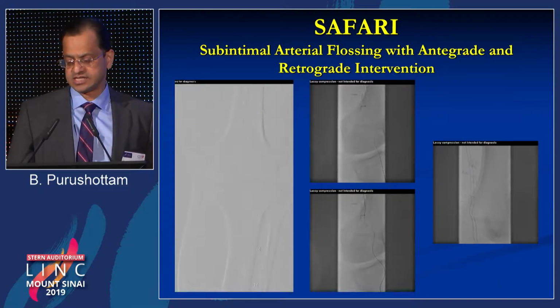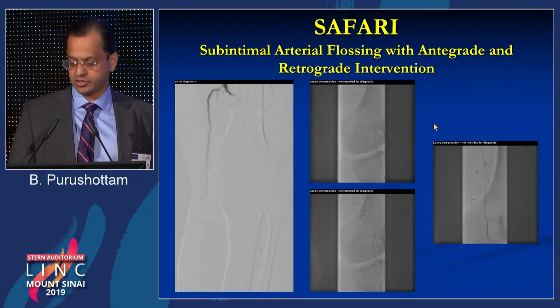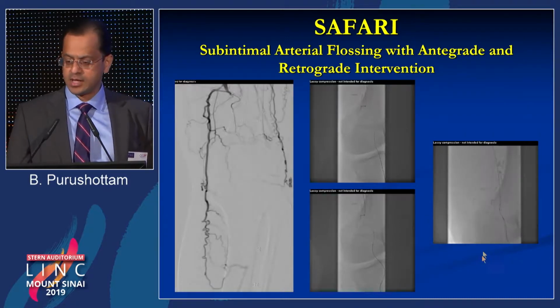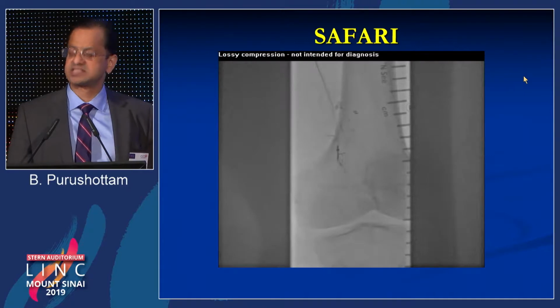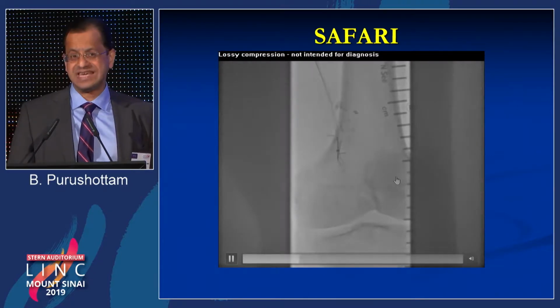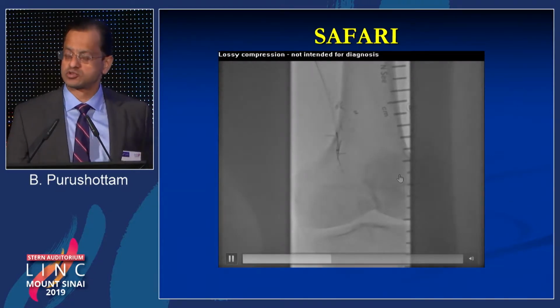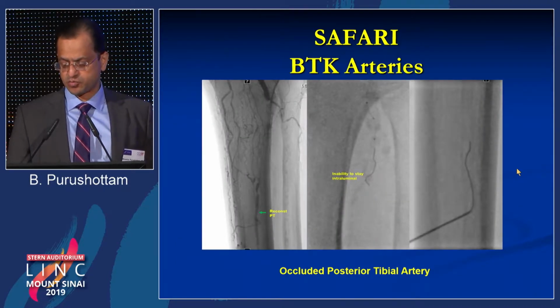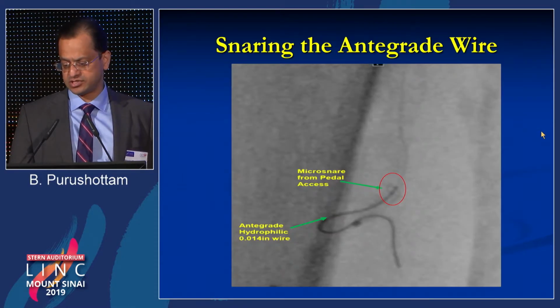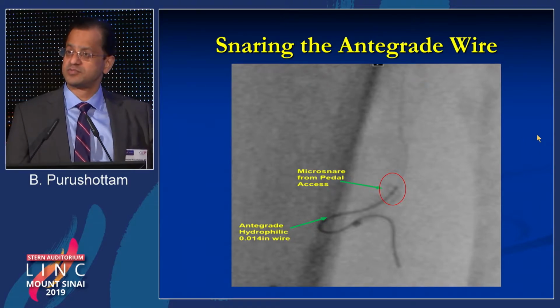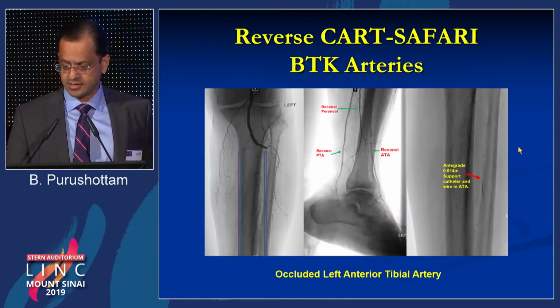So here's an example of a SAFARI, occluded popliteal artery. We couldn't recanalize from either way, but we knew we were in the same plane, and then we went ahead and snared. Usually I like to use an EN snare, which has multiple loops as opposed to a gooseneck snare, so there's more probability of getting into it. So how do you perform this SAFARI below the knee? Here's an example where we couldn't recanalize the occluded posterior tibial arteries, so they snared from the retrograde with a micro snare.